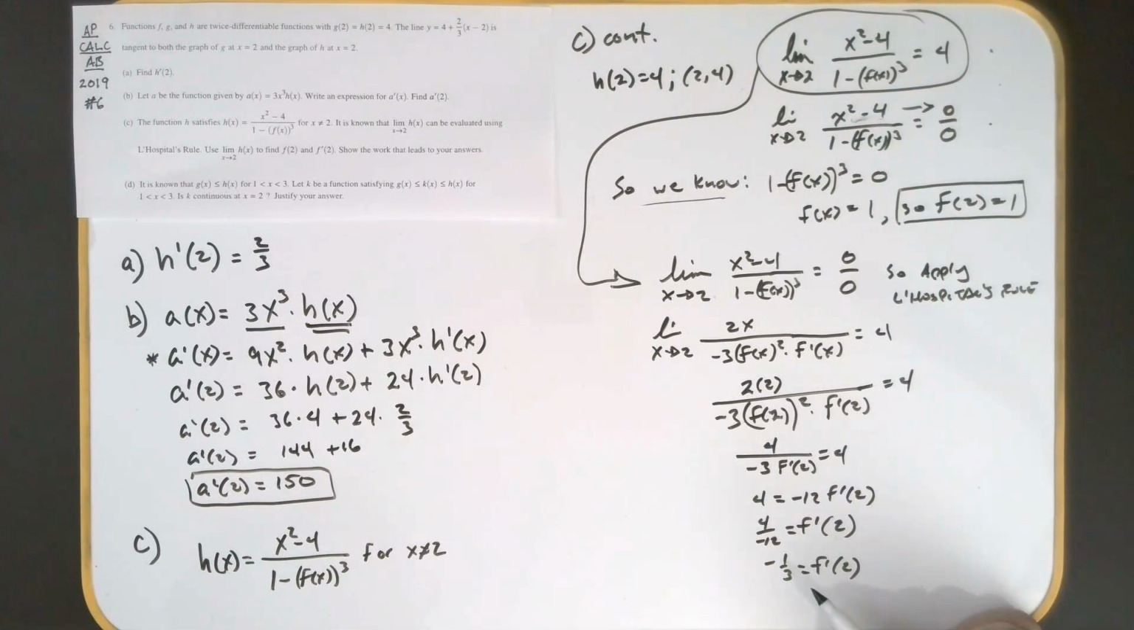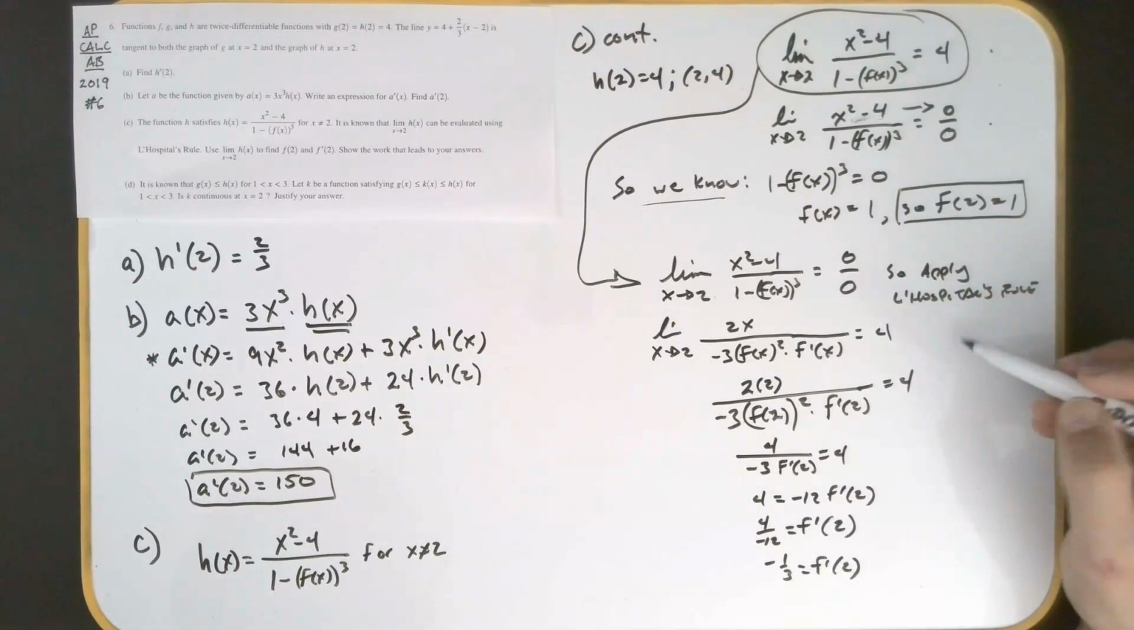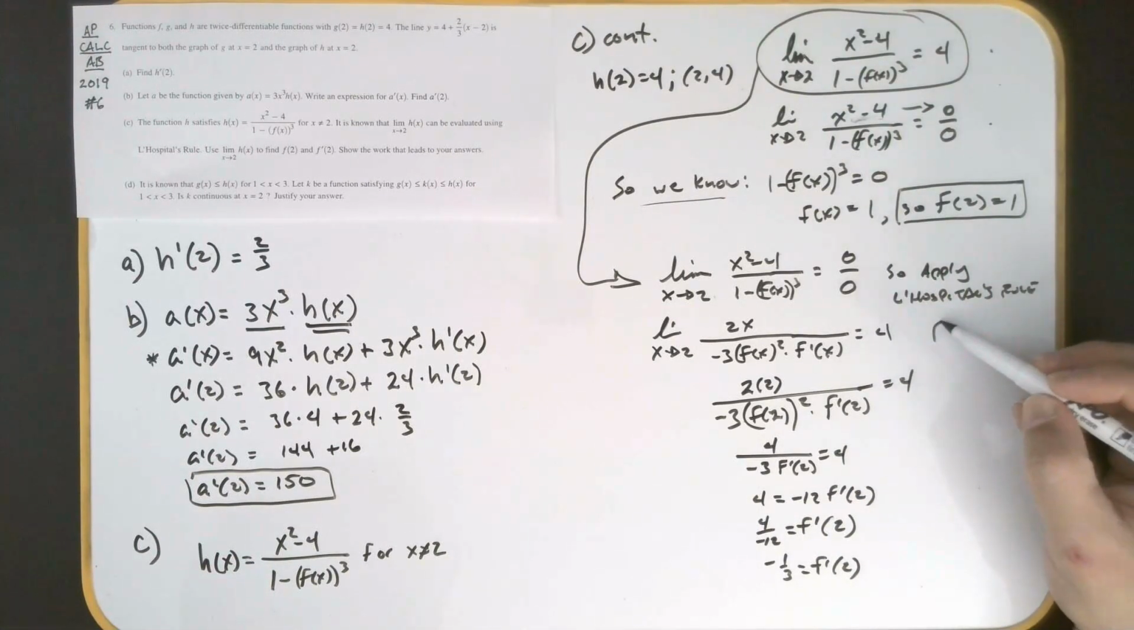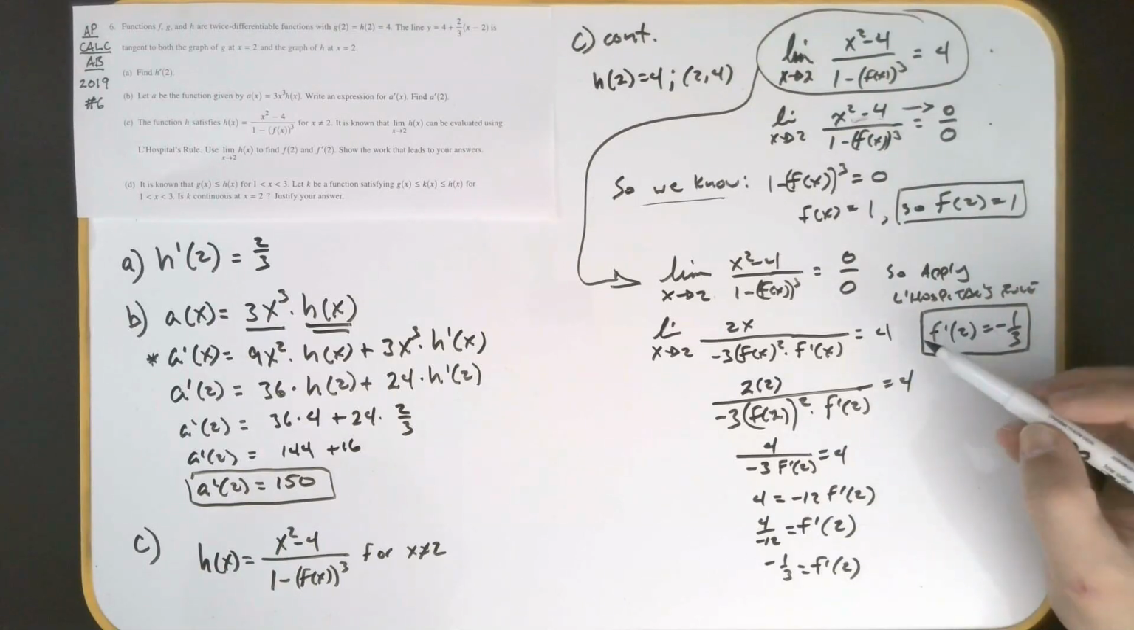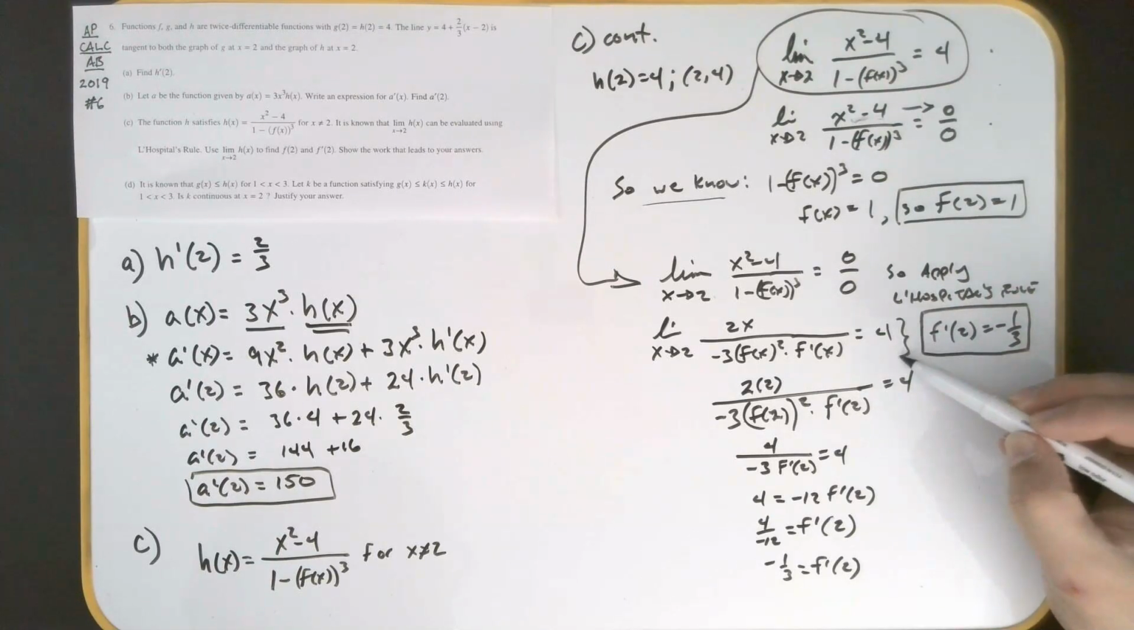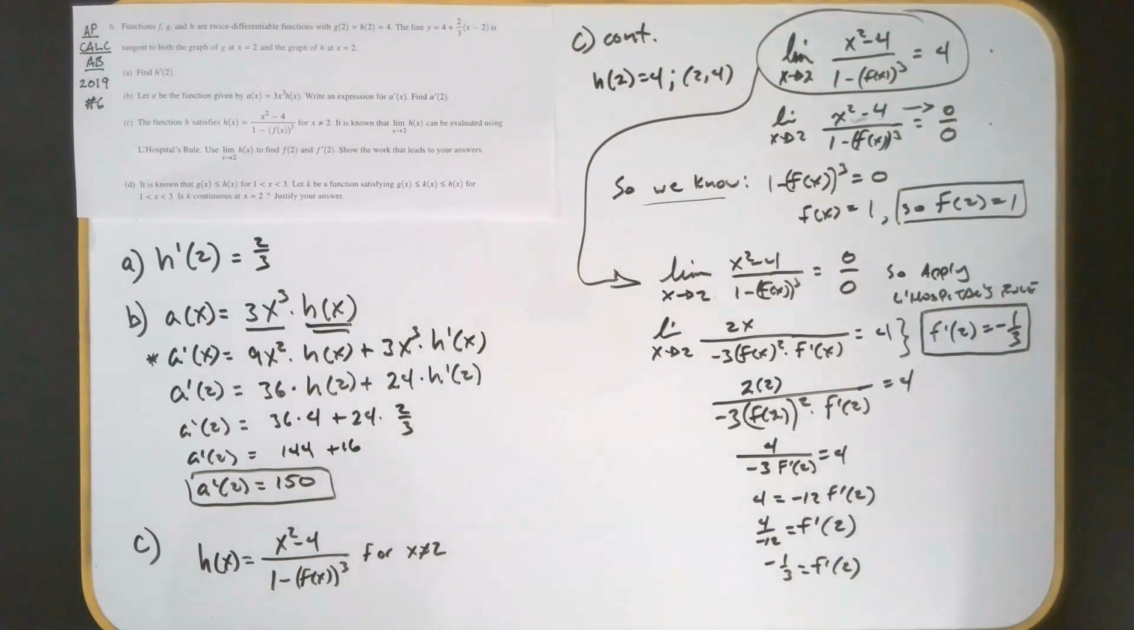So what I'm going to do is just erase this part right here, and I'm going to put my conclusion right here, up top here, that f prime of 2 was equal to negative 1/3. I'm going to box that. Okay, and then we'll move on to part D.